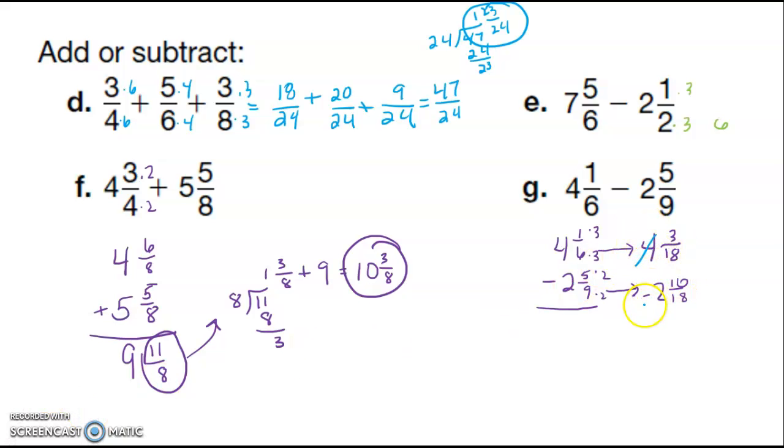So this is going to be 3 plus 18/18. This is gross. So 3 and 21/18 minus 2 and 10/18. So 21 minus 10 is 11, and that's 1 and 11/18.